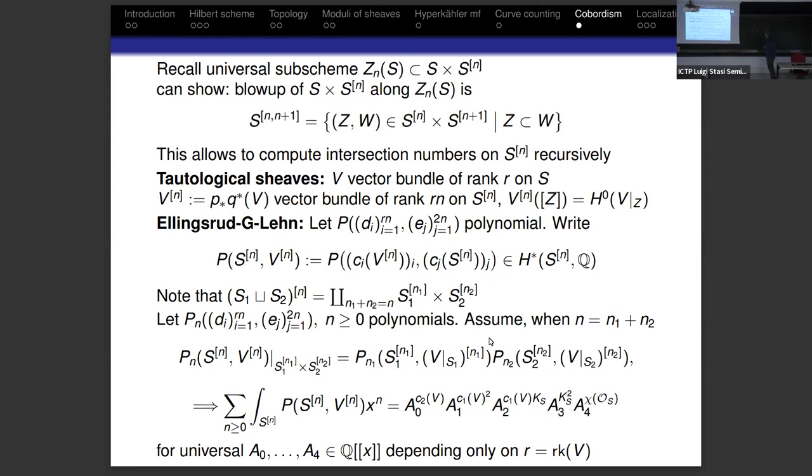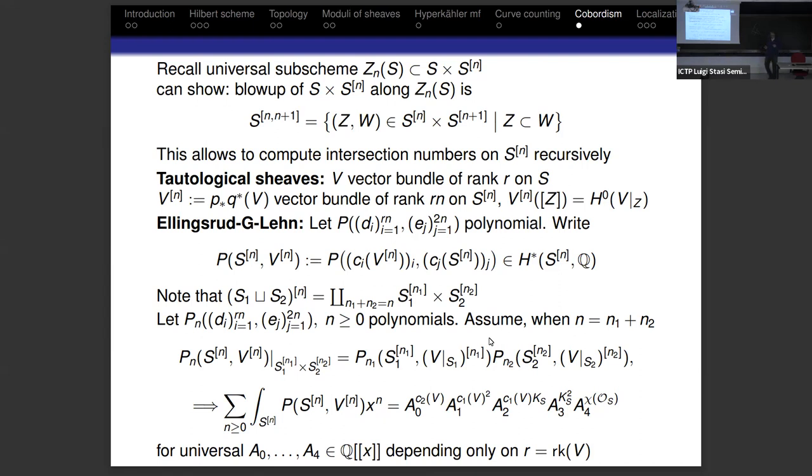So first, just introduce this notation. If I have a polynomial in variables d_i and e_j, then I call P(S, E_n) the expression where I replace the d_i by the Chern classes of this tautological sheaf, and the e_j by the Chern classes of the tangent bundle of S^[n]. So this whole thing, if I apply this to the polynomial, would be a cohomology class on the Hilbert scheme of n points on S.